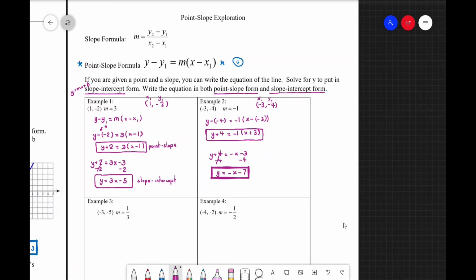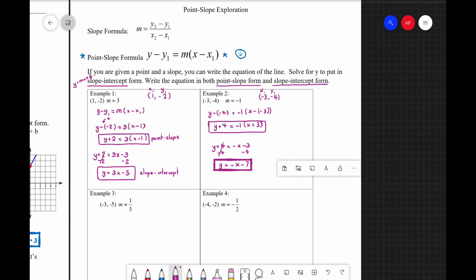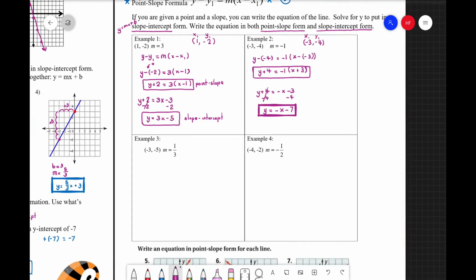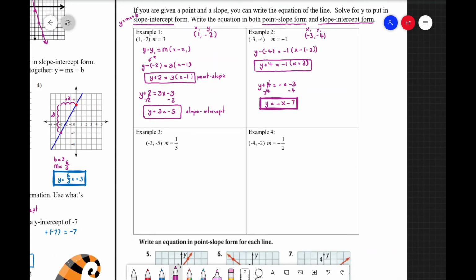Okay, so we just found on example 2 that our slope-intercept form was y equals negative x minus 7, and we found our point slope form was y plus 4 equals negative 1 times x plus 3 in parentheses. So now we're on to example 3. We have our point negative 3, negative 5, and our slope is 1/3. So we're given a point, we're given our slope, so we're going to use point slope form. Our point, negative 3, negative 5, is x1 and y1.